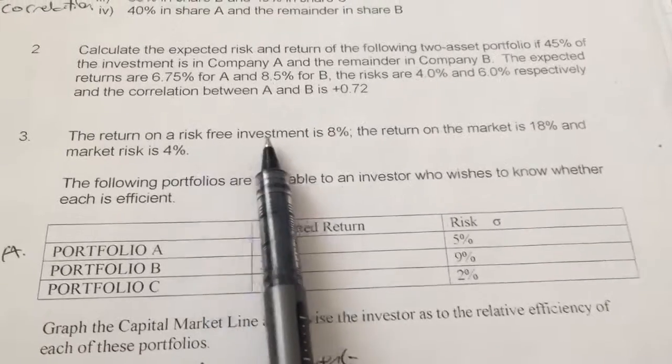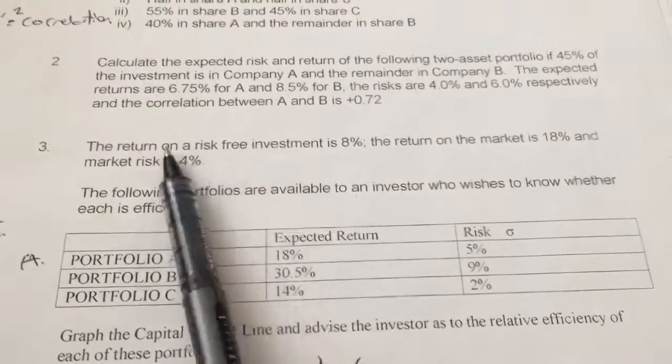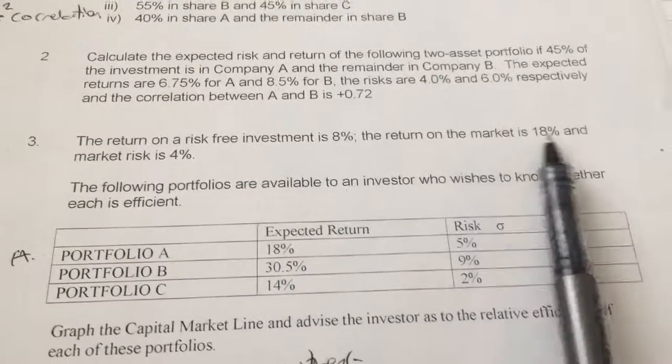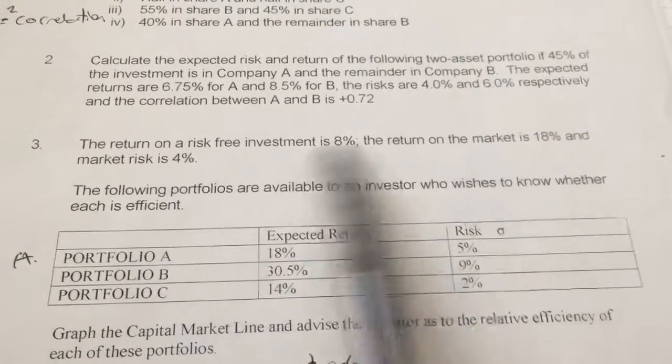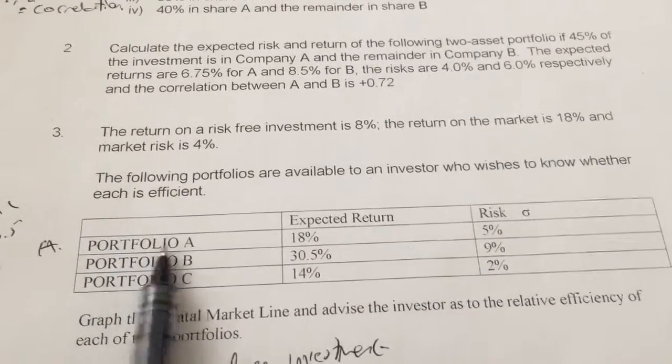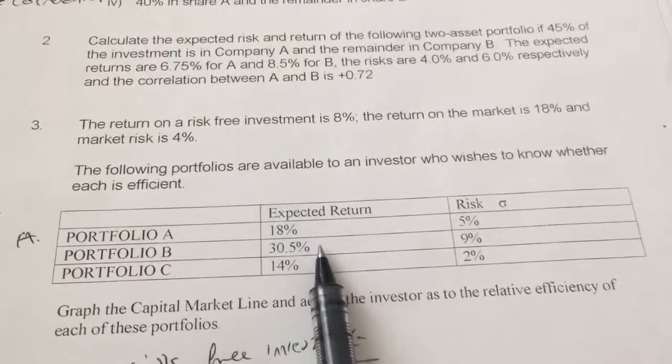So risk-free investment, it's telling you that the risk equals 0 because it's risk-free, and the return equals 8%. The return on the market is 18%, and the market risk is 4%, 18% and 4%. And we've got 3 portfolios: portfolio A, portfolio B, and portfolio C. These are the returns that they need to be achieving.